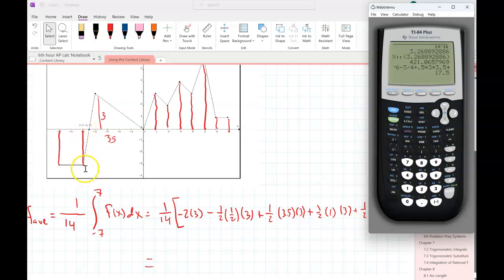Why is it divided by 4 though? Well, 1/2 times 1/2 is 1/4 times 3 is 3/4. Oh, but that's 17.5 over 14. I thought 17.5 was your final answer. Yeah.